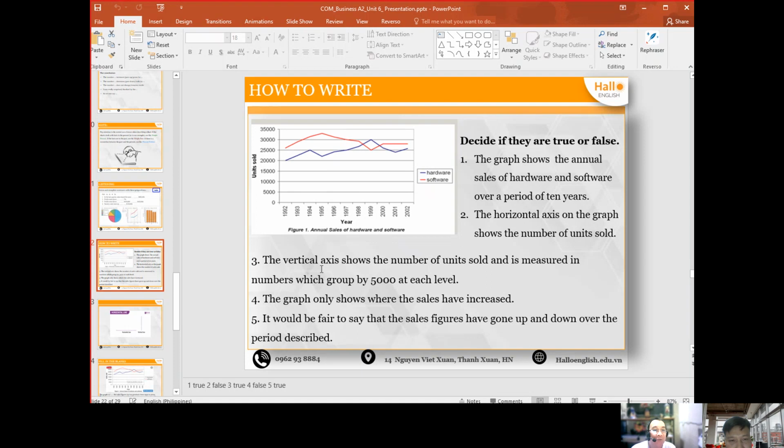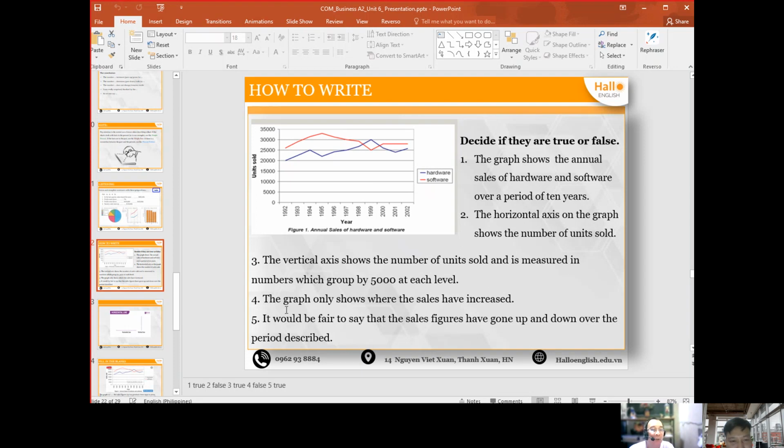Number three, the vertical axis shows the number of units sold and is measured in numbers grouped by 5,000 at each level. Vertical axis. This means the vertical axis. It's true. Because this one is units, 5,000 at each level. It's true, units sold. Okay.